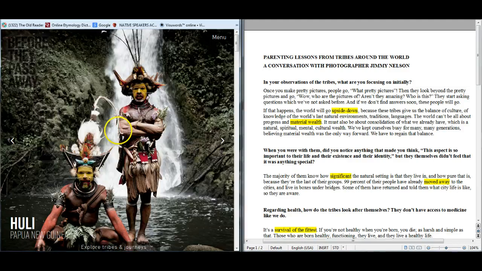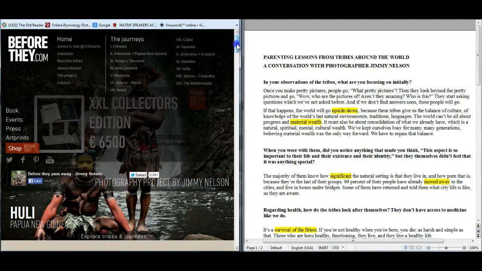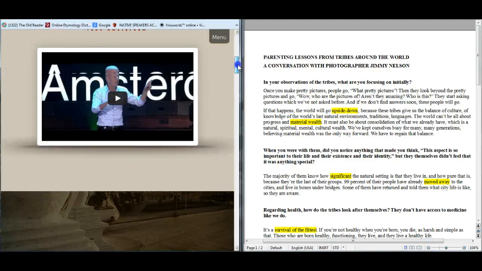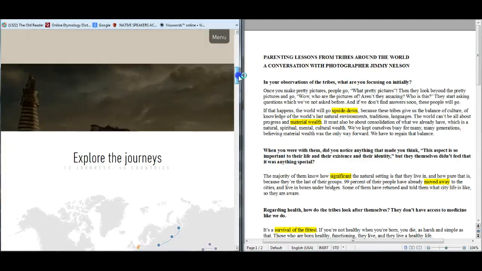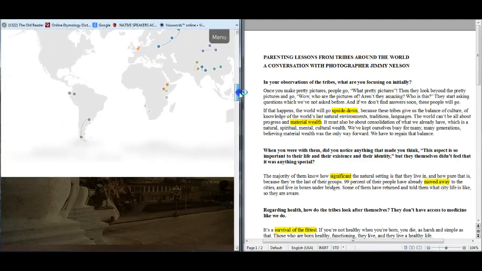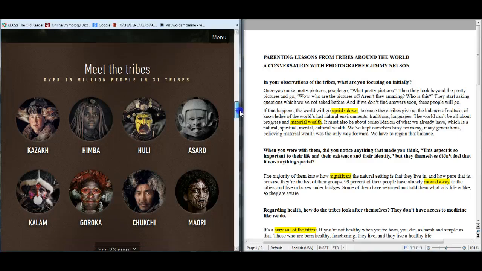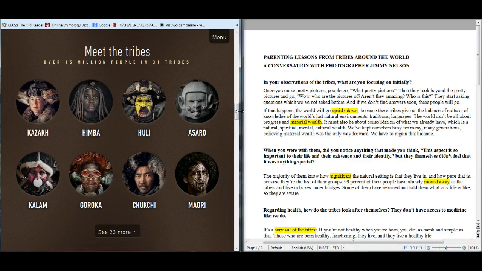If you are interested, you can go to beforethay.com and you can see the work of this photographer. You can see his TED talk, and you can read a little bit more about his projects and his plans. He has traveled the world interviewing different tribes which might not be here in the future. He has tried to make a historical record in the visual sense.